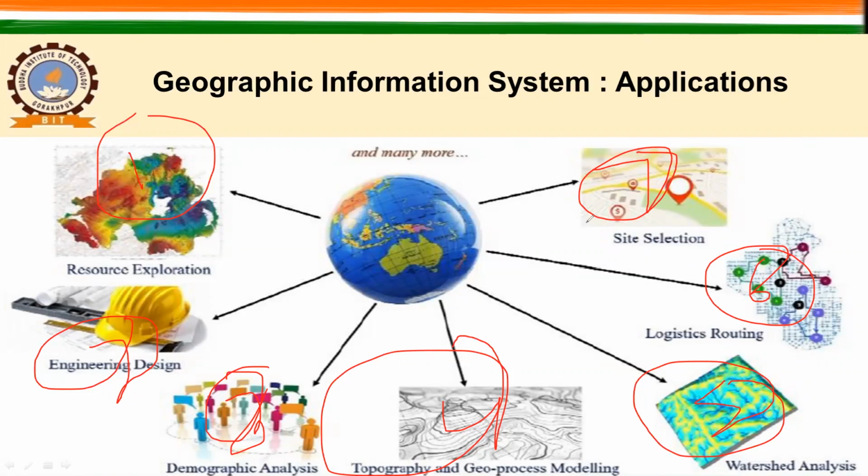Now let us understand what type of data we are using in GIS. For that we need to see what the major characteristics of data are and how we are using them in GIS, right?